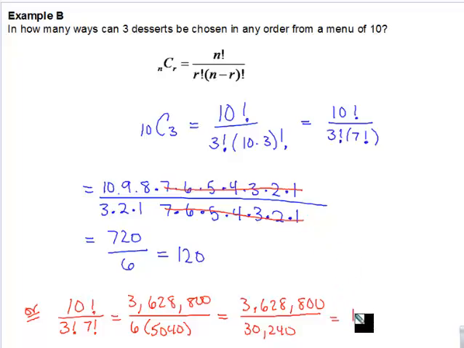120. So you can see, even though the calculator did all the big numbers for me, it was actually faster for me to do it without using the calculator. So it just depends on what.